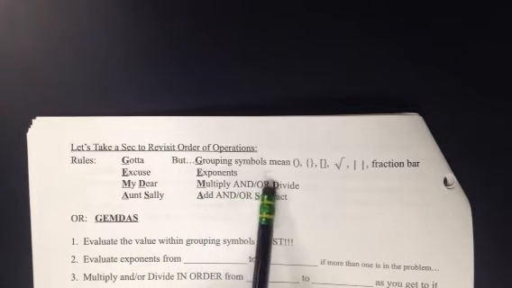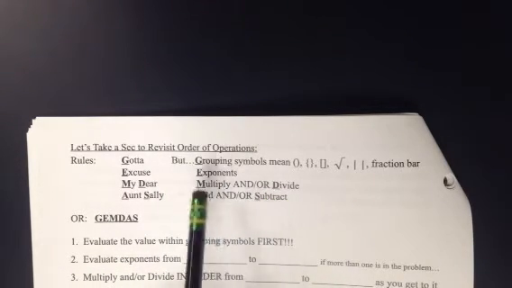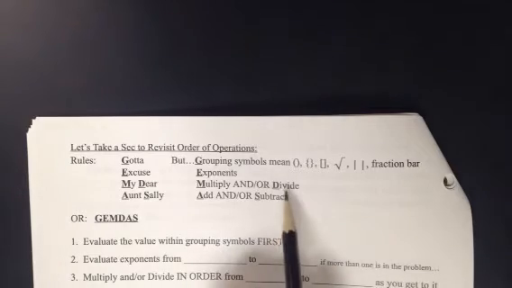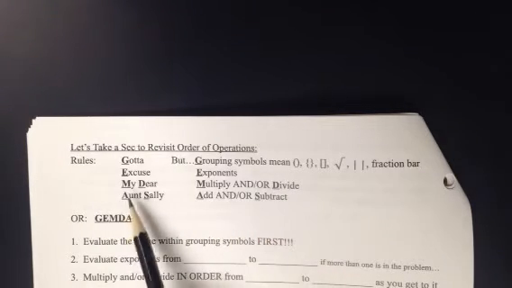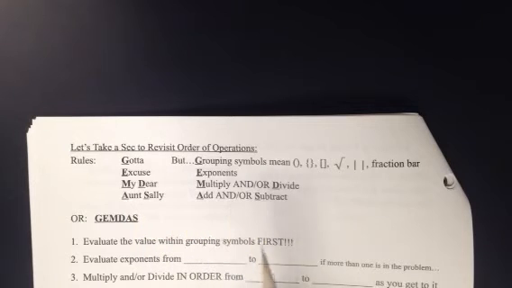then multiply and/or divide. You do not always do multiplication. You may end up dividing first. It depends on which one you get to, left to right. And adding and subtracting is the same way. It's as you get to them, left to right. Some people call it PEMDAS or GEMDAS.